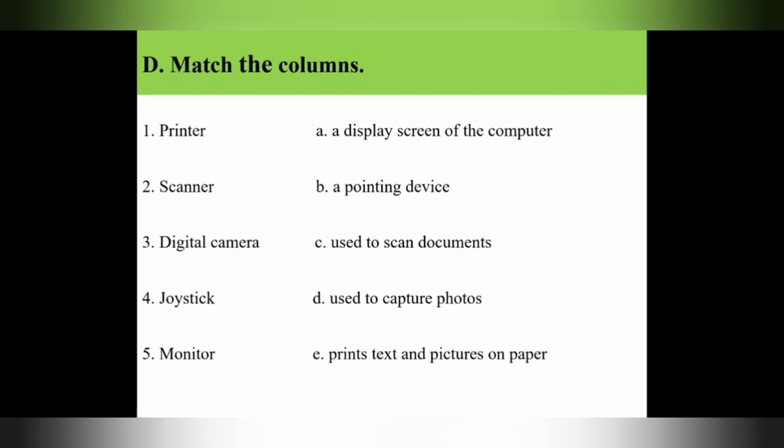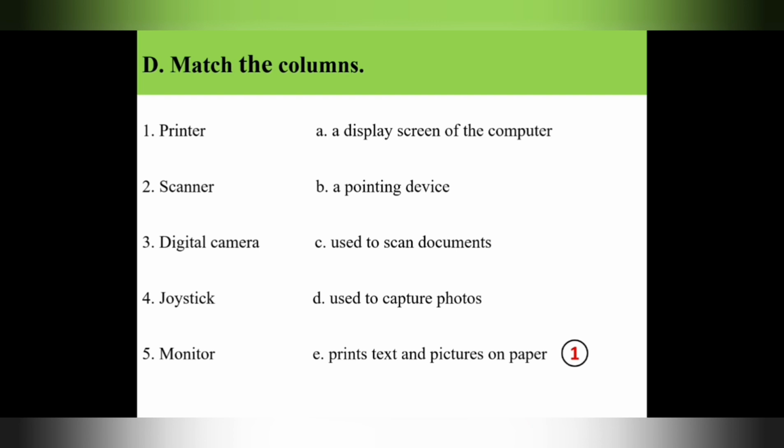The fourth Roman is match the columns. In that, first one is printer. The options are a display screen of the computer, a pointing device, used to scan documents, used to capture photos, prints text and pictures on the paper. Which option is correct for the printer? Printer is used to print the text and pictures on the paper. So this is the correct option for the printer.